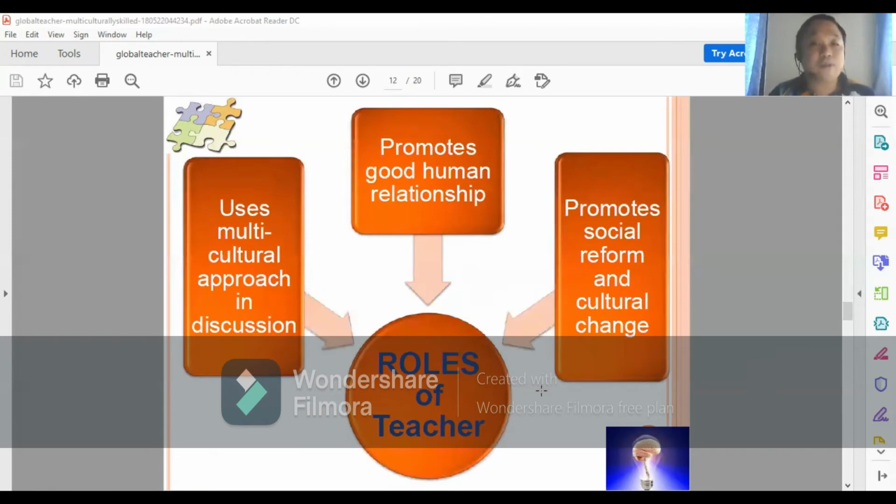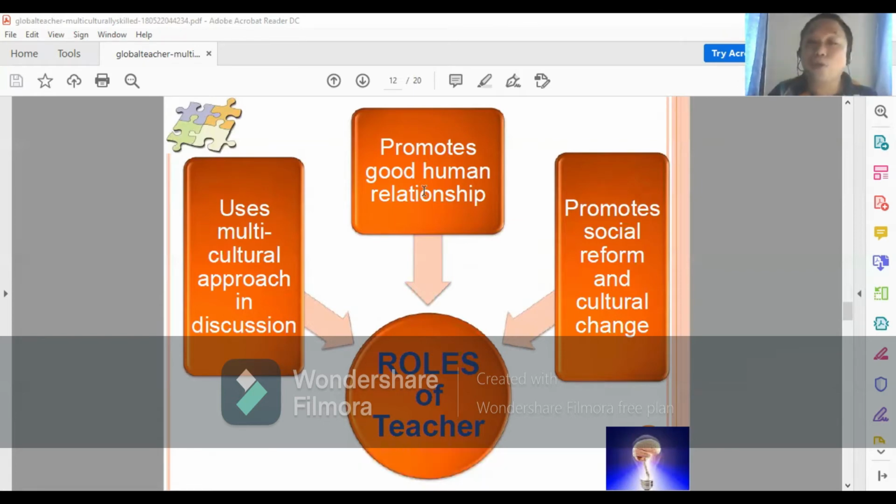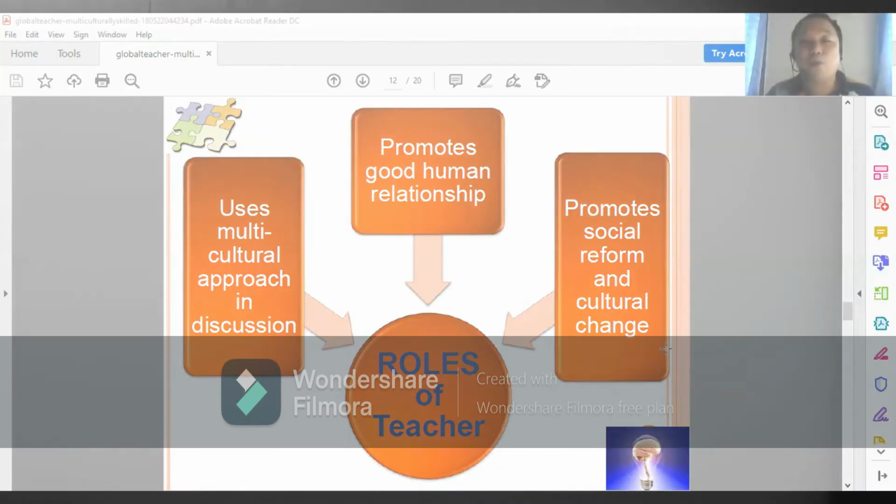So here are the roles of a teacher. You use the multicultural approach, especially in your discussion. You promote good human relationships and you promote social reform and cultural change.